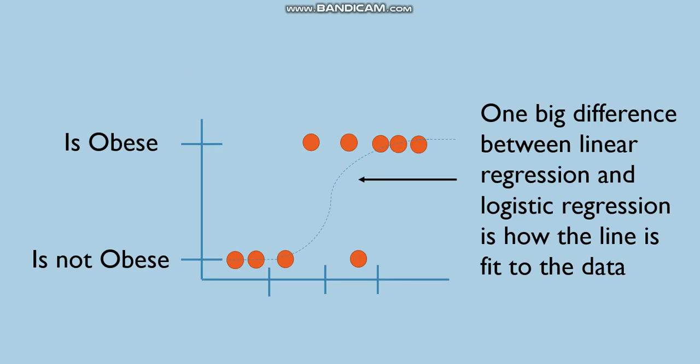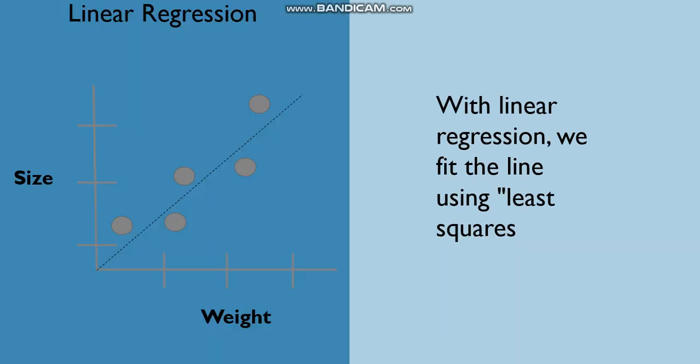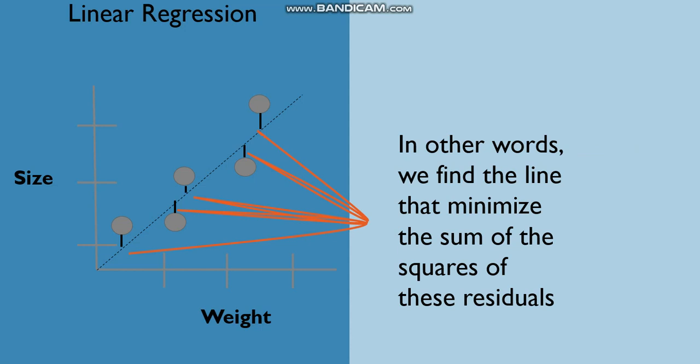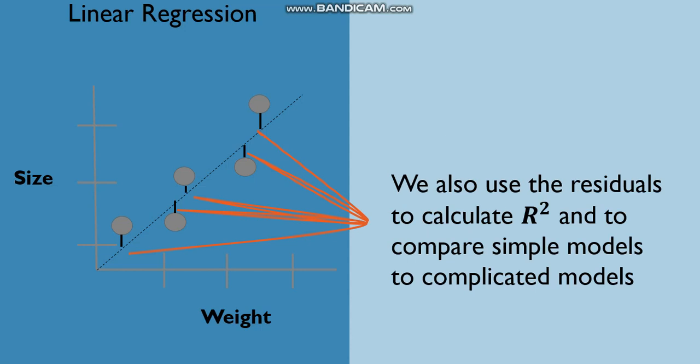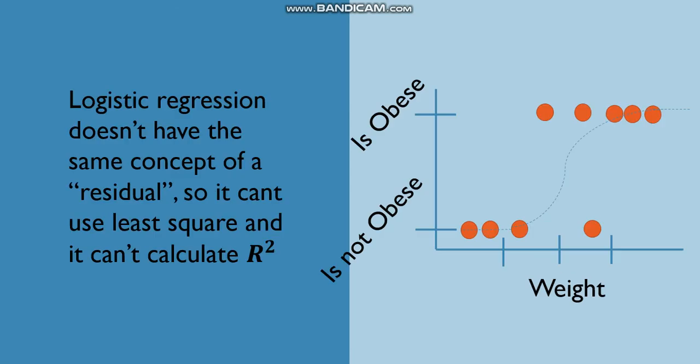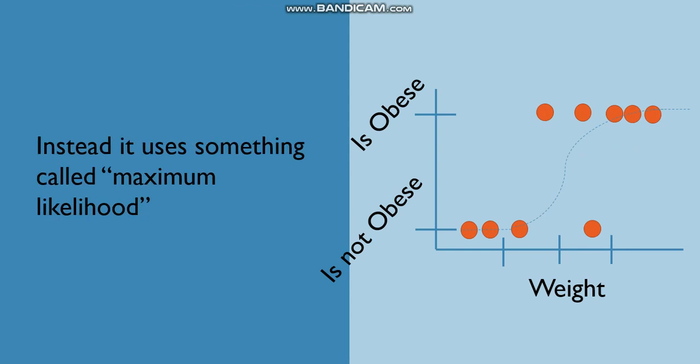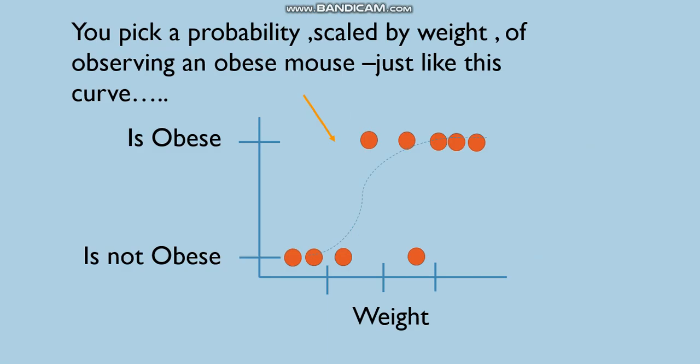One big difference between linear regression and logistic regression is how the line is fit to the data. With linear regression, we fit the line using least squares. In other words, we find the line that minimizes the sum of the squares of these residuals. We also use the residuals to calculate R-square and to compare simple models to complicated models. Logistic regression does not have the same concept of residuals, so it can't use least squares and it can't calculate R-square. Instead, it uses something called maximum likelihood.